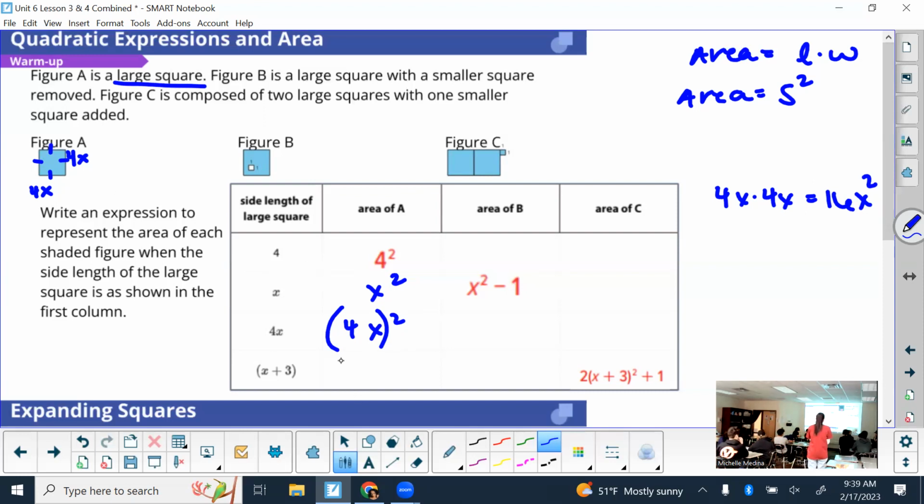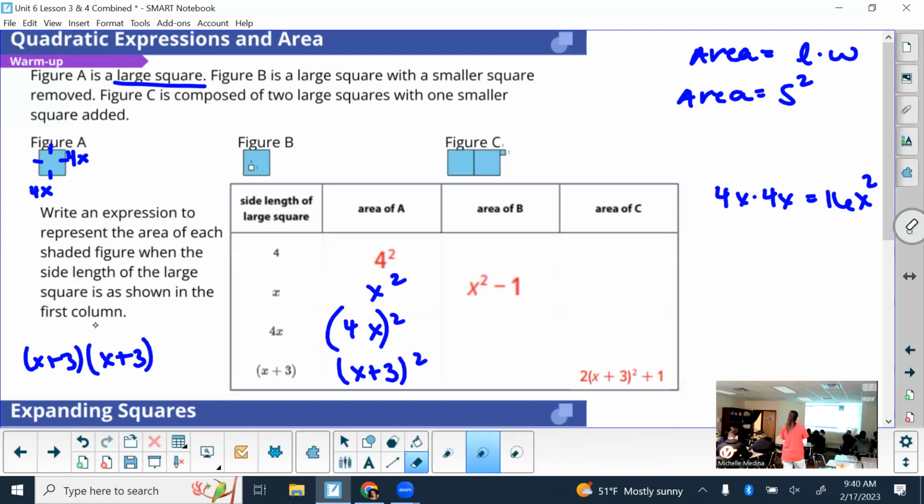Let's see, table 3, how would we write that last side length as the area of A? X plus 3, parentheses, squared. Okay, good. Or you could also expand it, do the x plus 3 parentheses times x plus 3. Both are equivalent, but yeah, basically side length squared. Questions on that? All right, now how is figure B different than figure A? Tell me, table 4. It has a square.